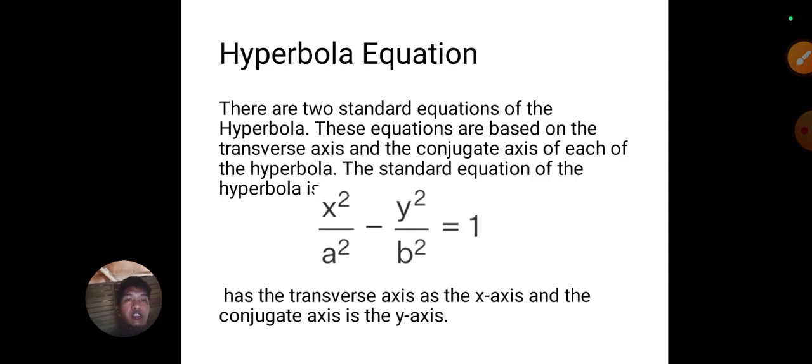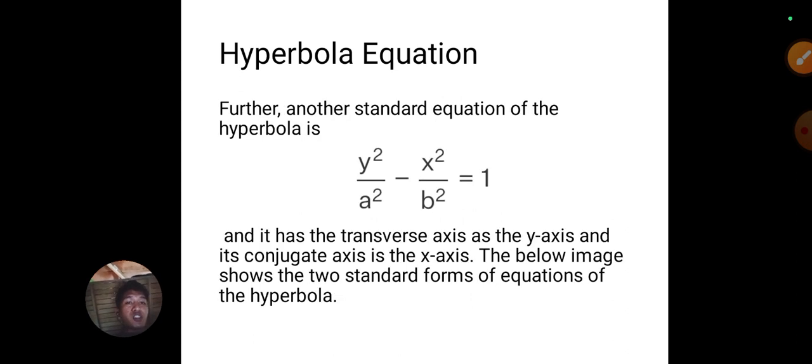These are the hyperbola equations. There are two hyperbola equations. The equations are based on the transverse axis and the conjugate axis of each hyperbola. The standard equation of the hyperbola is x squared over a squared minus y squared over b squared equals 1. It has a transverse axis on the x-axis and the conjugate axis is the y-axis.